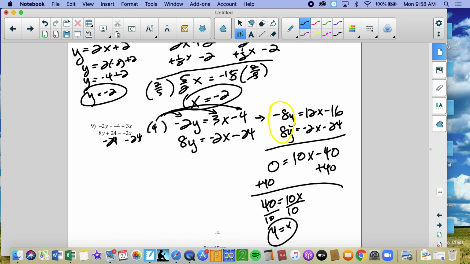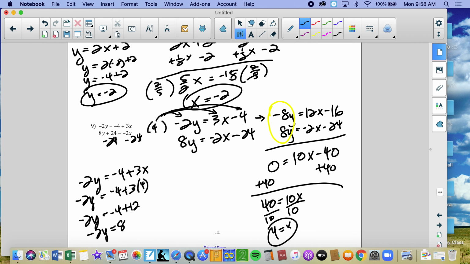And then I'm going to take one of these equations and plug it back in. So -2y equals -4 plus 3x. Let's plug in my 4 for x. -2y equals -4 plus 12. -2y equals 8. Divide by -2, and we get y equals -4. So my coordinate is going to be 4, -4. It's my x value and my y value.